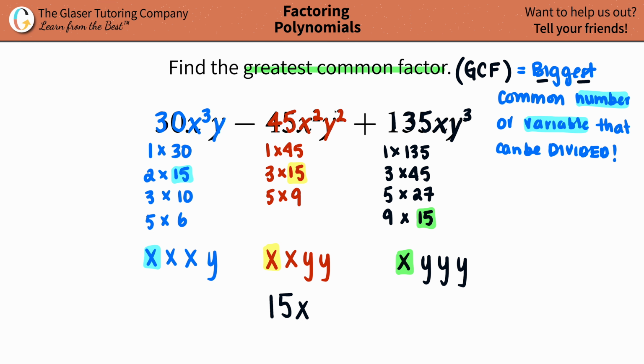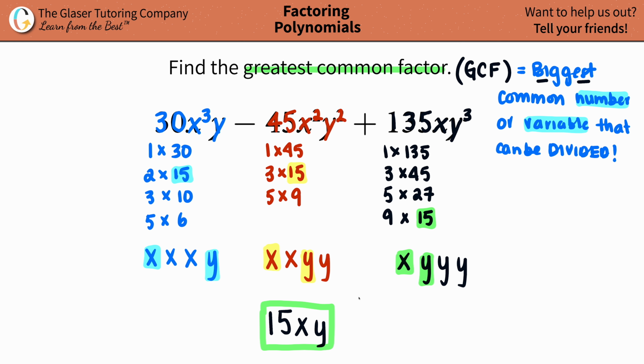Okay, how many y's in common? How many complete total y's can I have in common between them? Did you say 1? You are absolutely correct. I got a 1y there. I can only pick up 1y here and another y here. So 15xy. And that is your final answer. That's the greatest common factor between these 3, and that's it.